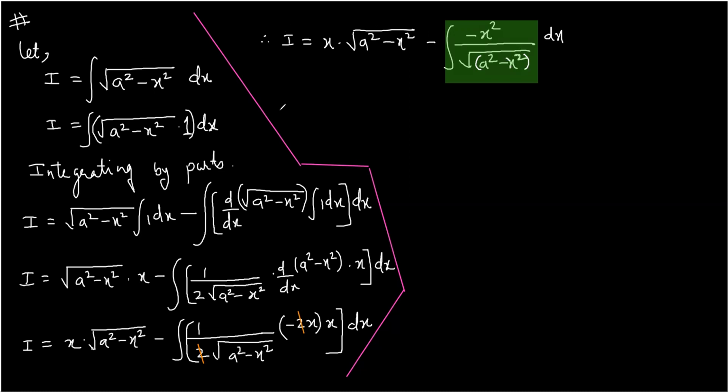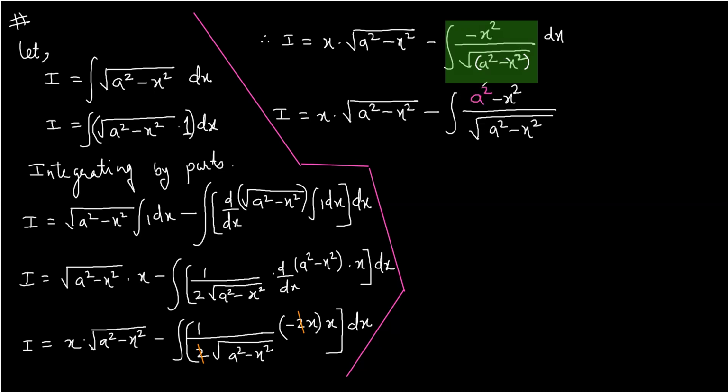I will write the next step as I equals x square root of a square minus x square minus integral of, inside the square root in the denominator, I have a square minus x square, and here I have minus x square. So what I do is I write plus a square, and since I'm adding a square, I'll have to subtract a square. And dx.